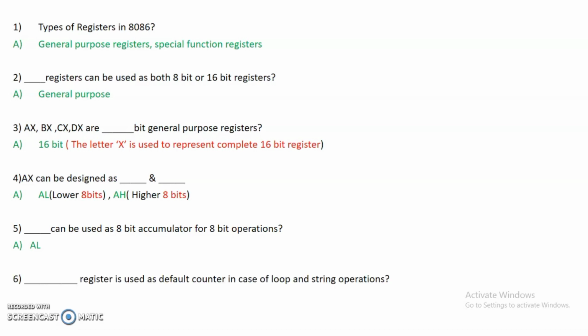Bit number 6. Dash register is used as default counter in the case of loop and string operations. The answer is CX. Each and every register has its own purpose, so try to make a note of it and remember which register is used for which operation.